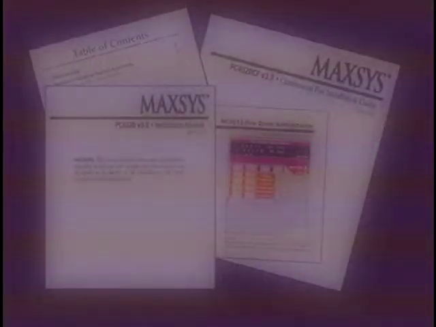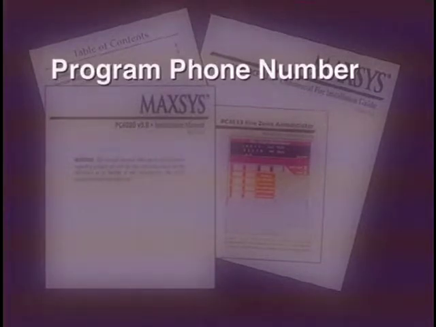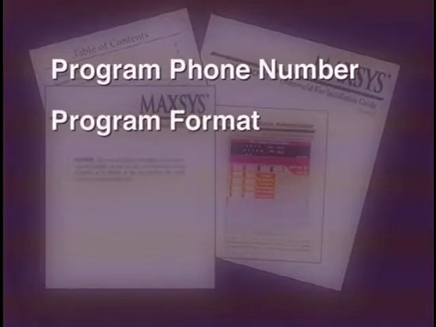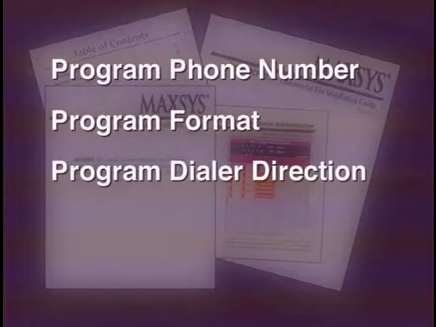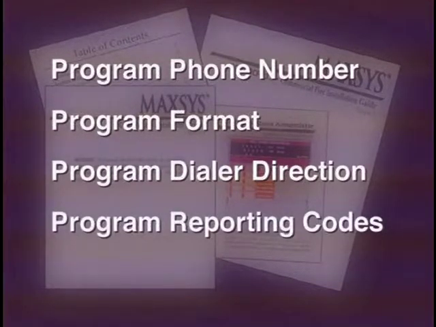Programming the pager feature is a 4-step process. 1. Program the telephone number. 2. Program the format as pager 3 for North America. 3. Program the dialer direction options. And 4. Program the reporting codes.